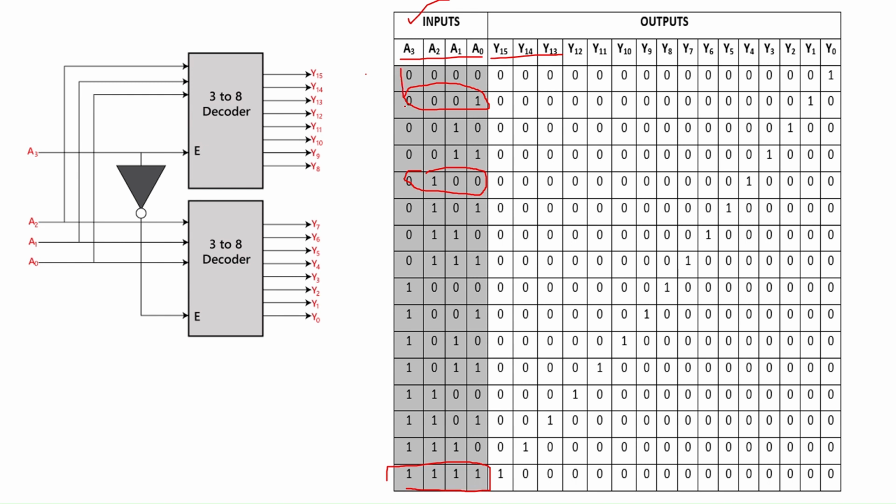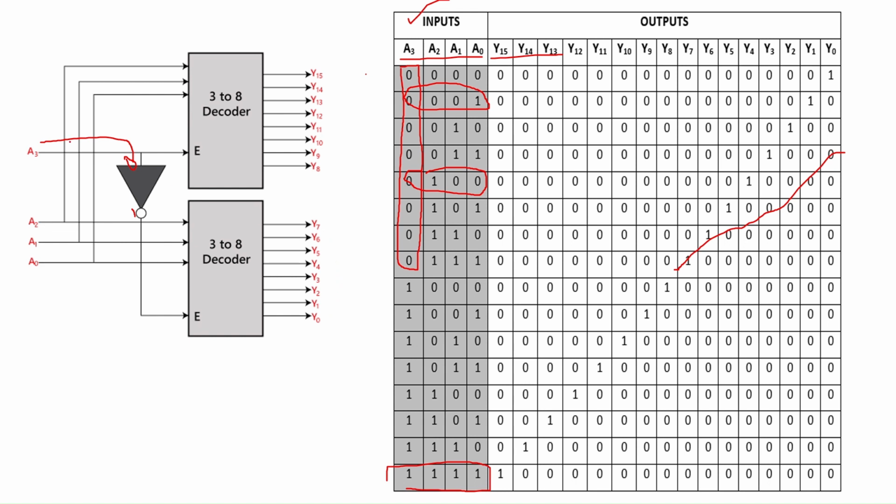Just see the first half of the truth table. When the a3 bit is 0, the outputs are from y0 to y7. The y0 bit is 1, y1 bit, y2, until the y7 bit; till y7 the output is 1 when the a3 bit is 0. So this a3 bit is given to an inverter. This 0 when inverted gives 1, which is given as an enable input for the decoder whose output is y0 to y7.